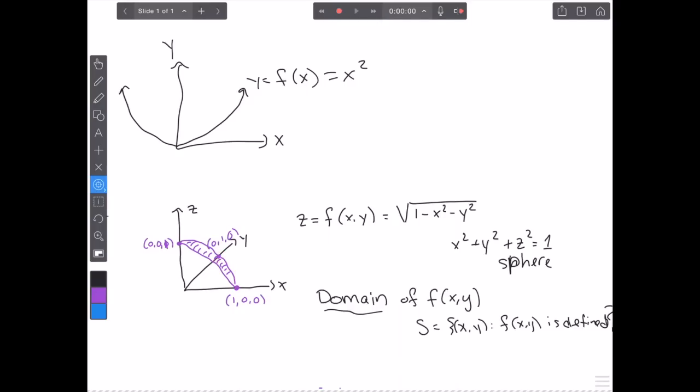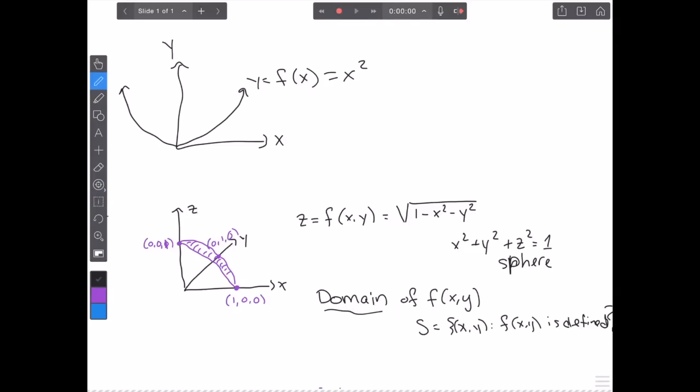On the other hand, if I were to plug in x equals 0 and y equals 10 into my function here, I would get the square root of minus 99. And at least in our class, we're dealing with real numbers, so that's not defined in the arena where we're working. So the point 0, 10 is not part of the domain of the function f of x, y.